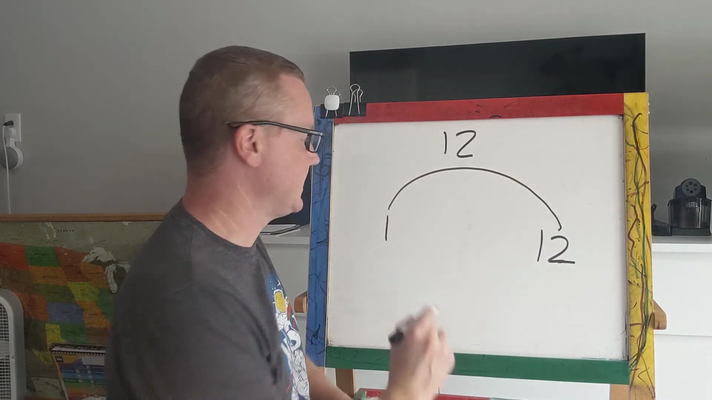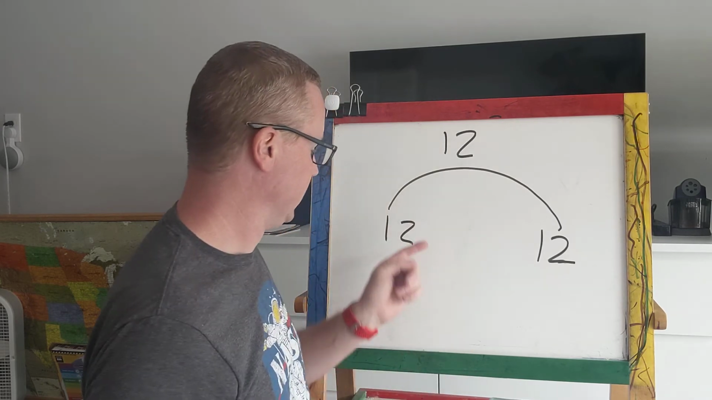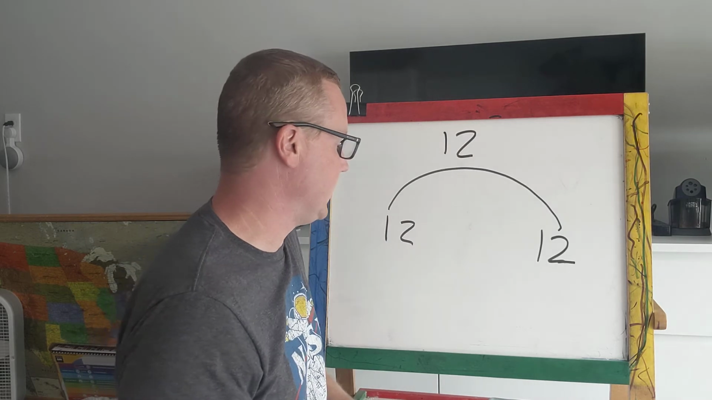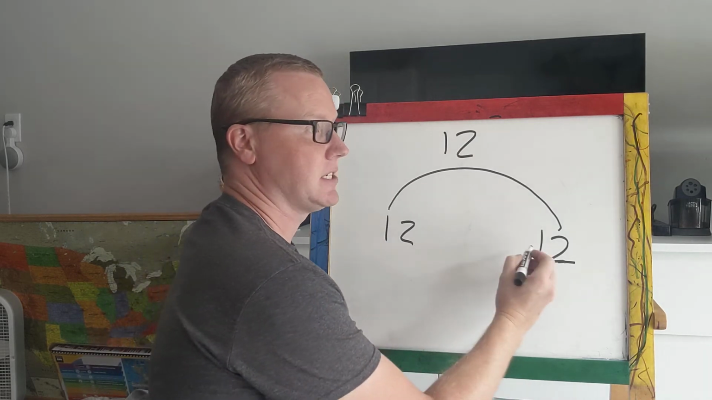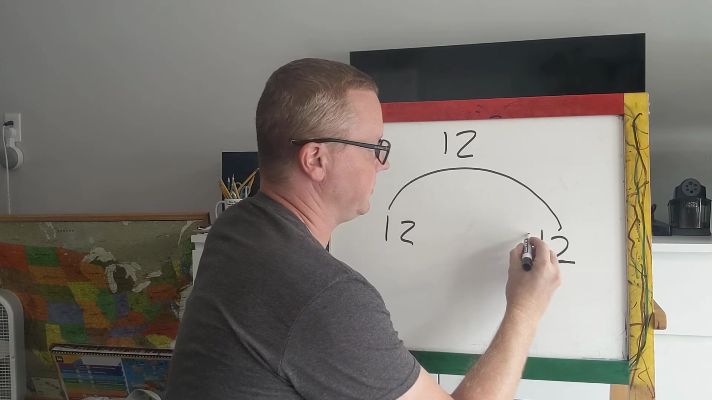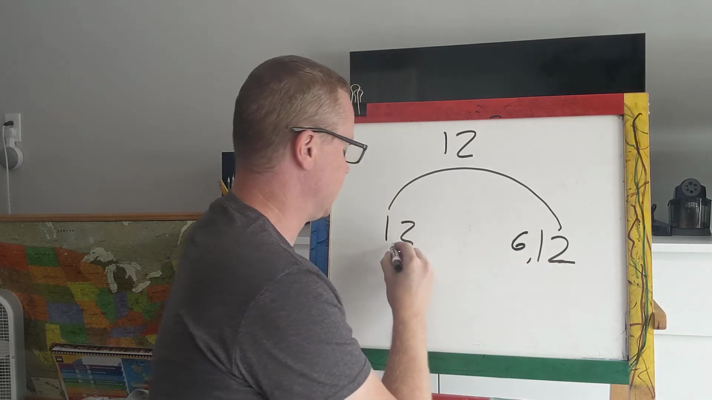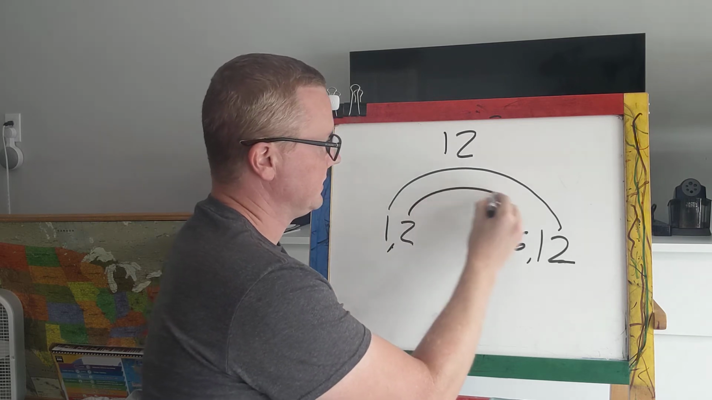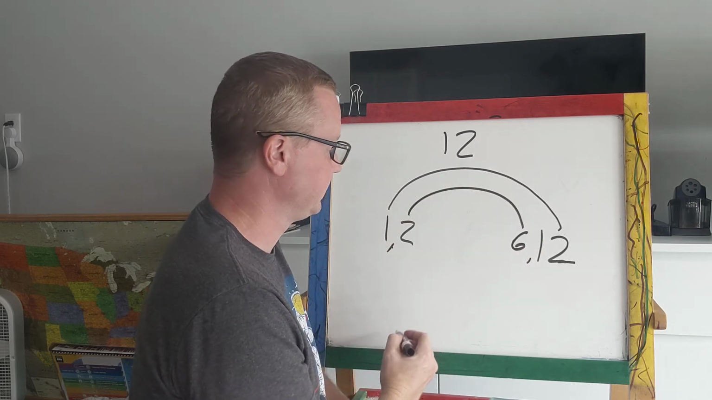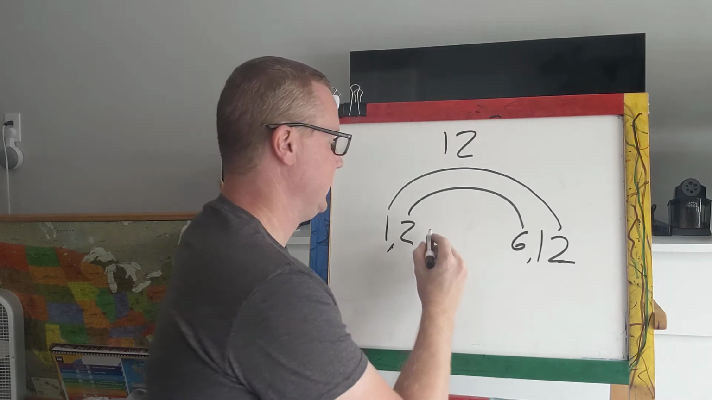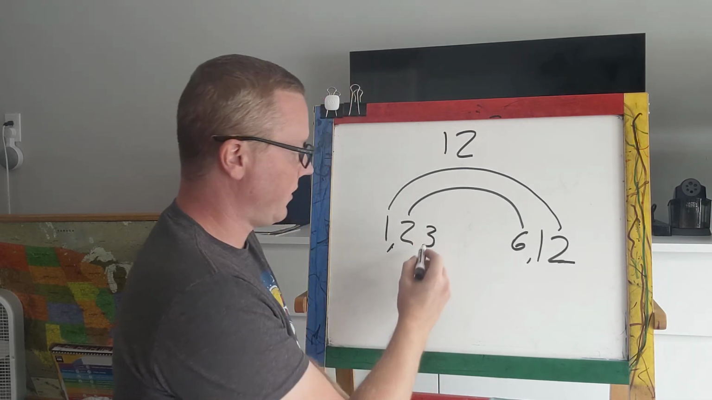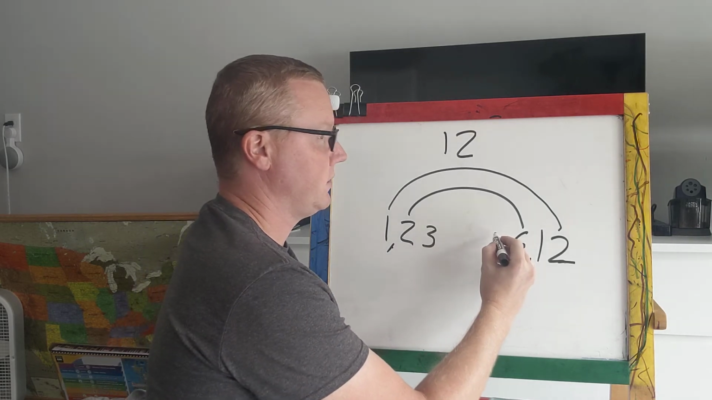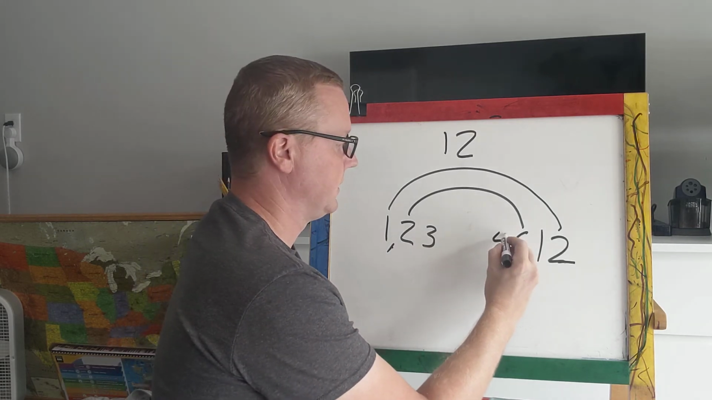Now I can go to the next number and I can write down a 2. And I think to myself, is there any number times 2 that would equal 12? And it's 6, so I'm going to write that right next to my other numbers. I'm just going to put little commas here so you know they're not the same. 6 times 2 equals 12. And I'm just slowly filling this in. Is there a number that 3 can multiply by? And I'm going to put 3 times 4 is 12.